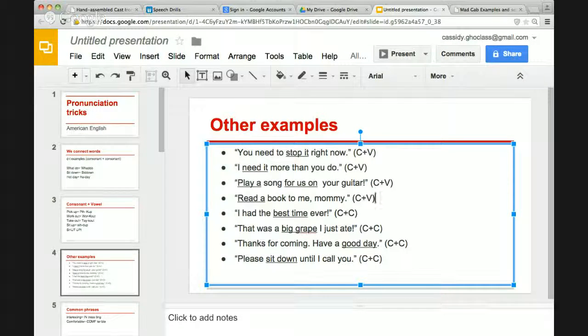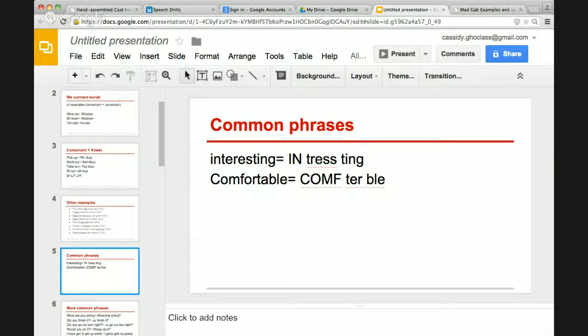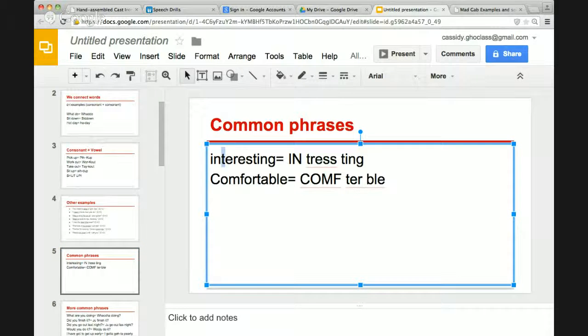Great. You guys have beautiful accents. I'm very, very excited. Okay. Now, he mentioned these two words in the video. One of them I agree with. One of them I don't agree with. Interesting. I think that he says that perfectly. Interesting. Go, Rio. Good. Now, he gives the example for comfortable that I don't agree with.